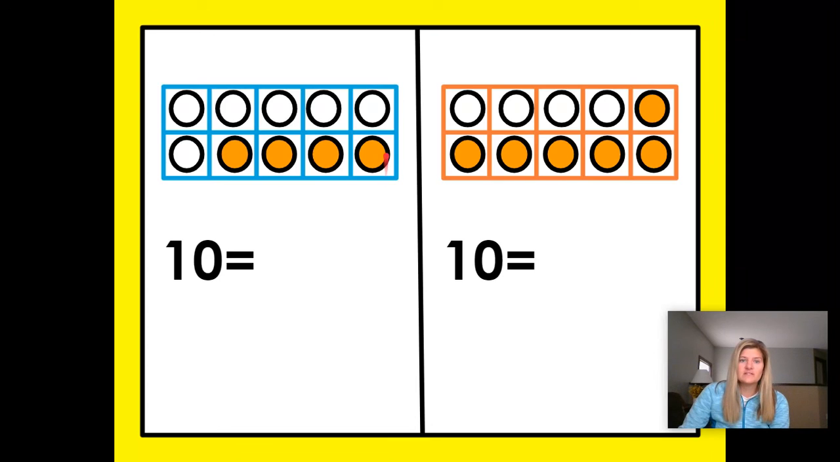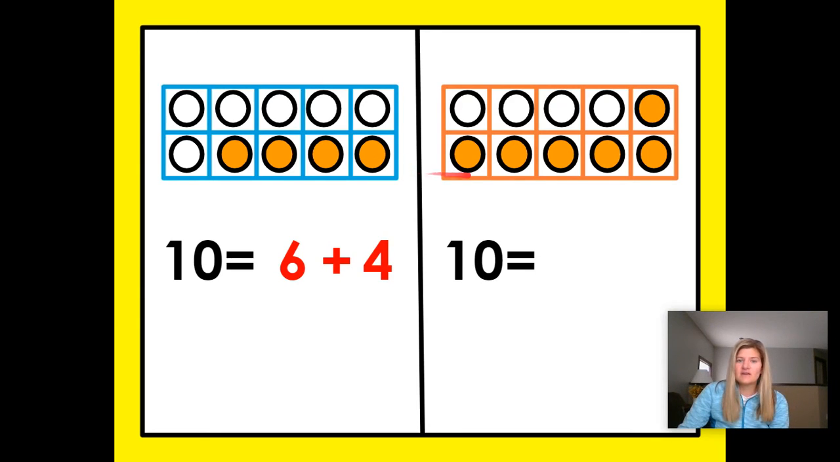So if we look at the white circles, we know there's 5 on top and 1 below. 5 and 1 is 6. So our first one is 6 plus, what's the other partner? Oh, I have to count my orange circles, and I have 4 orange circles. So 6 plus 4 equals 10.